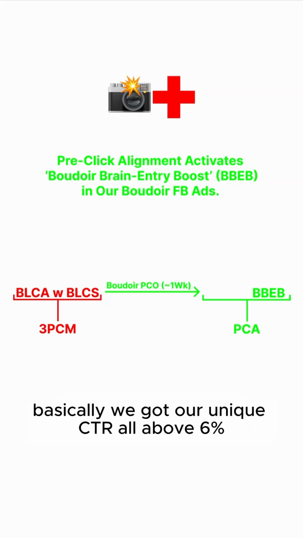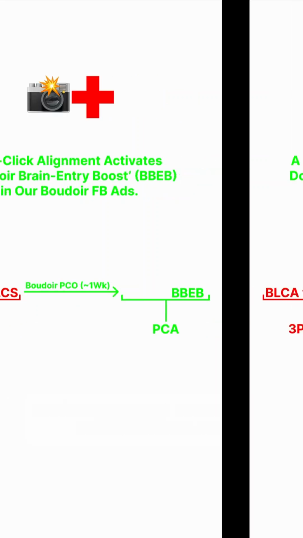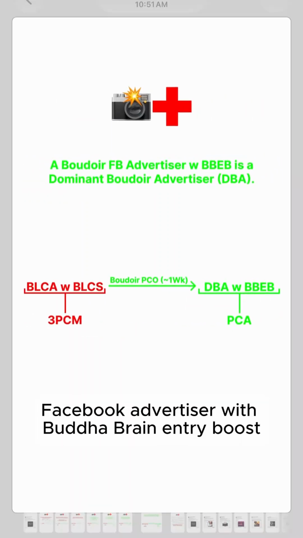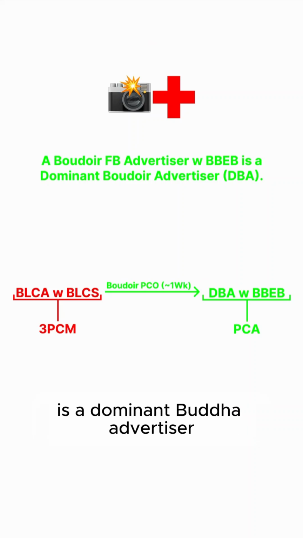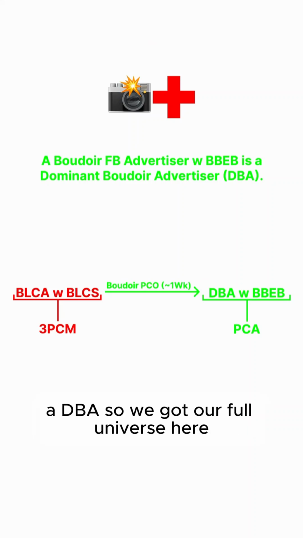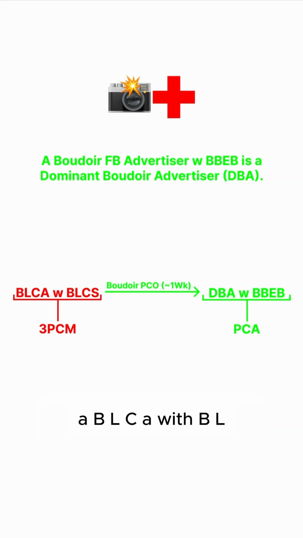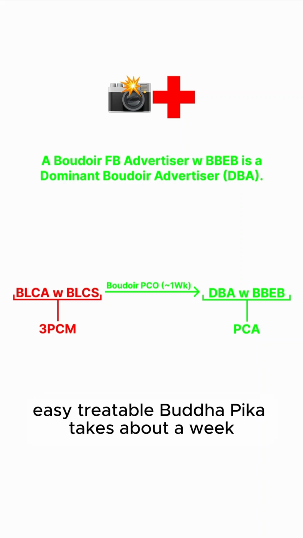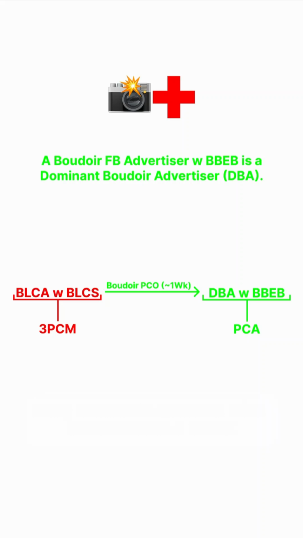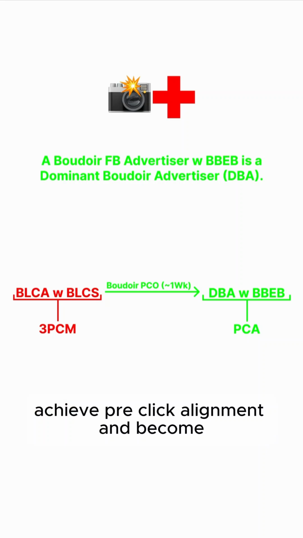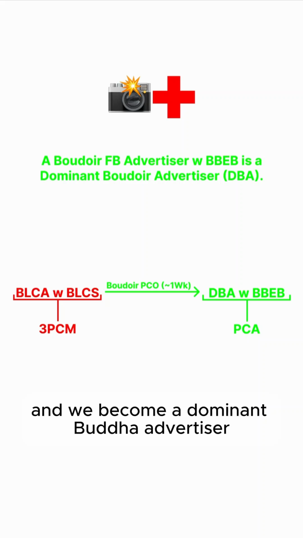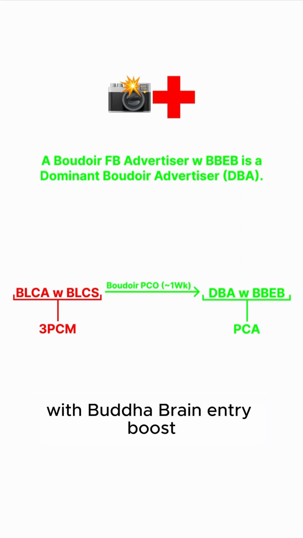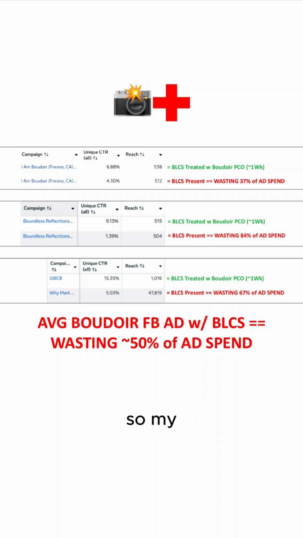Basically, we got our unique CTR all above 6%. And a Boudoir Facebook advertiser with Boudoir brain entry boost is a dominant Boudoir advertiser, a DBA. So we've got our full universe here. A BLCA with BLCS is caused by the 3 pre-click mistakes. It's easily treated with Boudoir Pico, takes about a week. Achieve pre-click alignment and we become a dominant Boudoir advertiser with Boudoir brain entry boost. That is this universe.